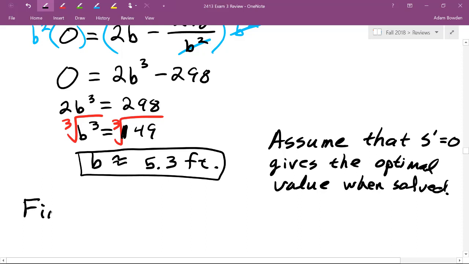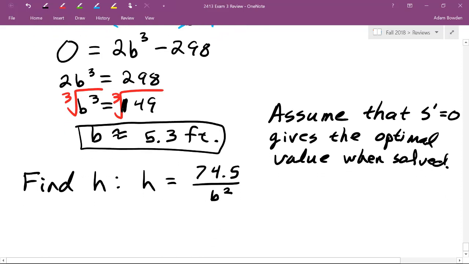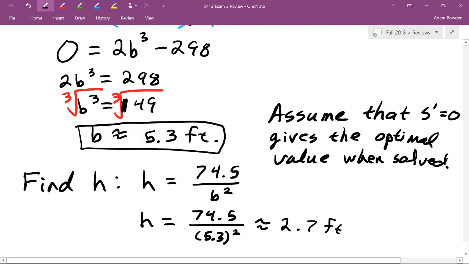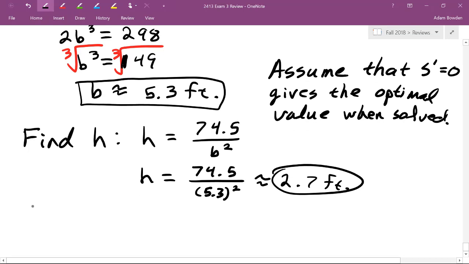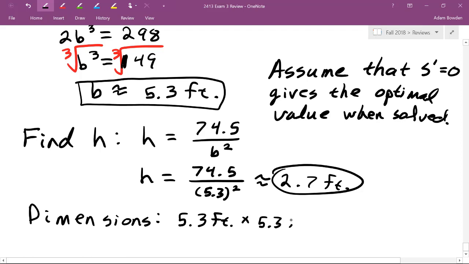So now we're going to find what the dimension for the H has to be. Up above we had solved for H to get 74.5 all over B squared. So now that we have B, we can plug that in, 74.5 divided by 5.3 to the second power. And if you run the numbers, that comes out to be approximately 2.7 feet. So our dimensions here for optimal surface area turn out to be 5.3 feet by 5.3 feet by 2.7 feet.